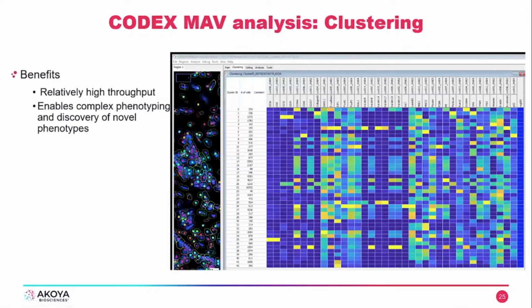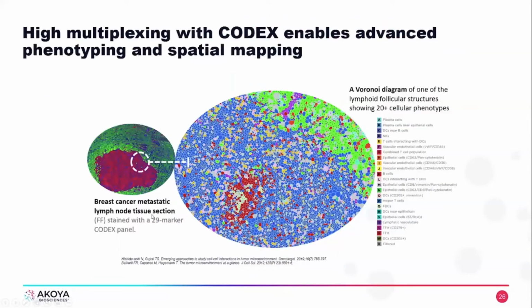MAV also has the ability to cluster cell populations, and the benefits of clustering are that it has relatively high throughput and it enables complex phenotyping and discovery of novel phenotypes. Of course, all this high multiplexing with Codex then enables advanced phenotyping and spatial mapping, so we can then understand where these complex phenotypes are inside the tissue. Here there's a Voronoi diagram showing both the color and letter annotations of the different cell types inside the tissue. For this follicular structure, there were over 20 cell types.